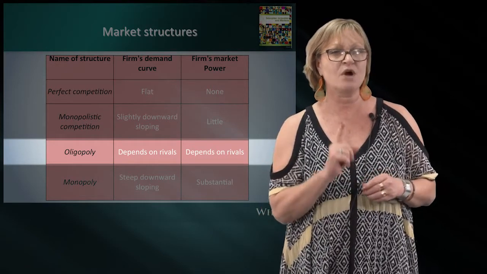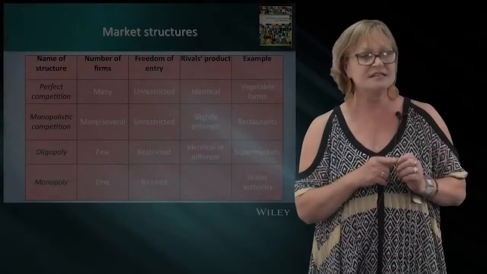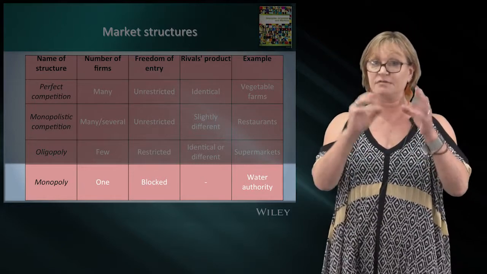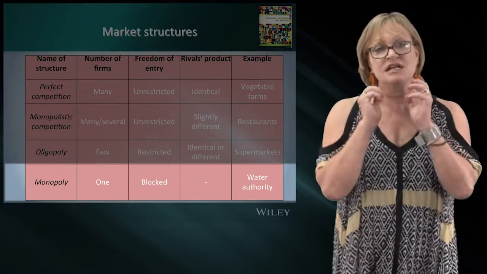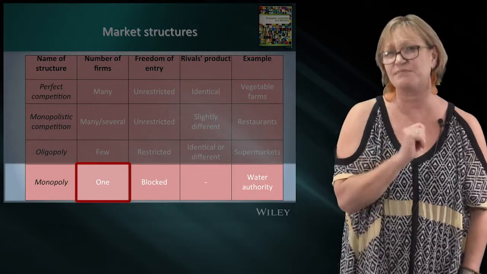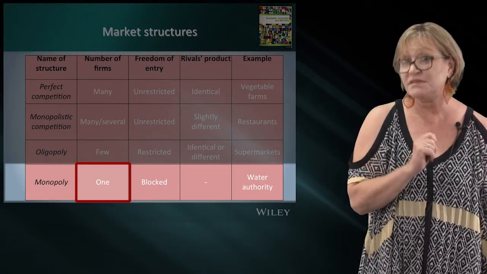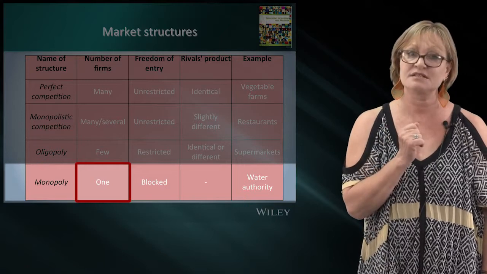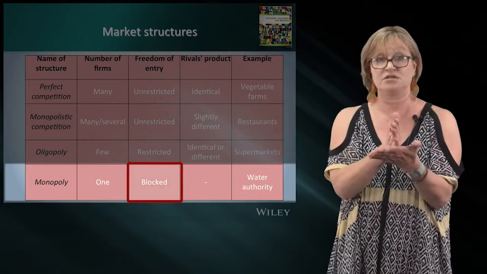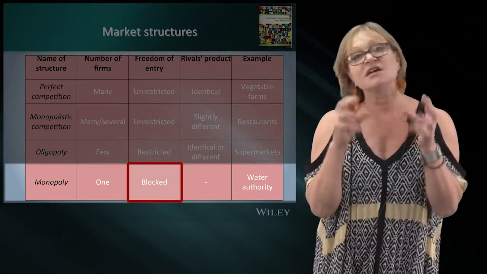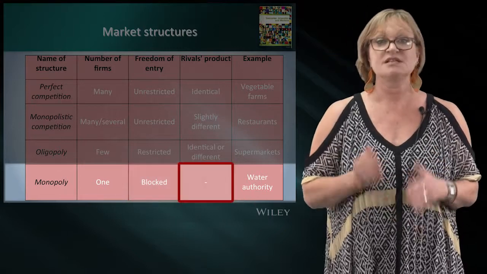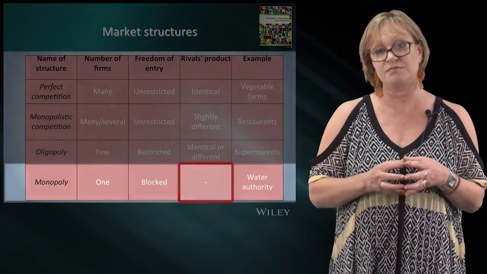There's one more market structure we need to cover. This one should be fairly straightforward, and what I want you to think about is Sydney Water. Number of firms in the market, there's one, and only one, and I'm going to guess that there probably will only be one in at least my lifetime. So this is a monopoly market. Freedom of entry, well, it's blocked. You can't imagine that it's easy to set up a rival to Sydney Water, and you'd be right. So there are no rivals. There are no rival products.